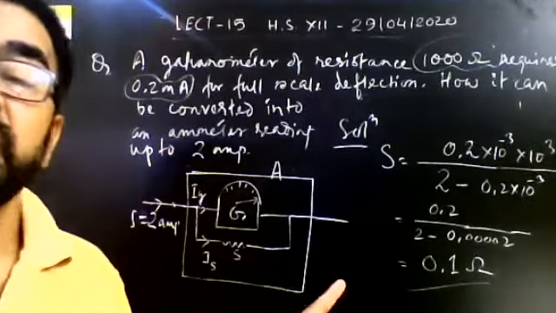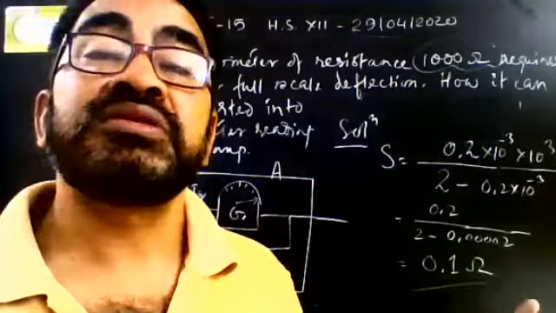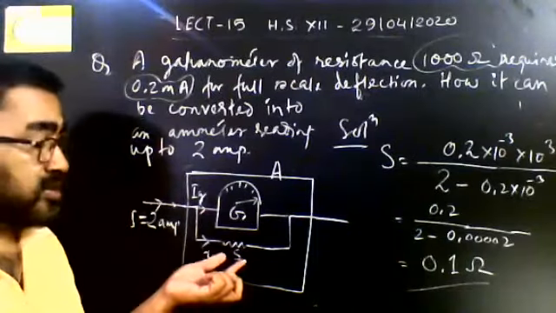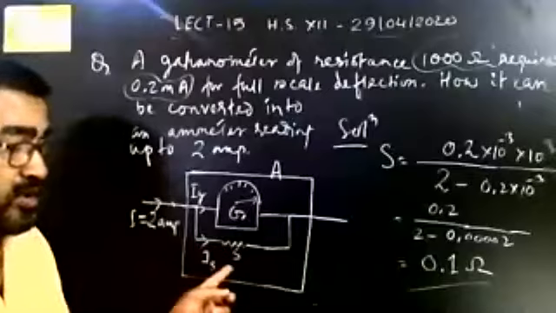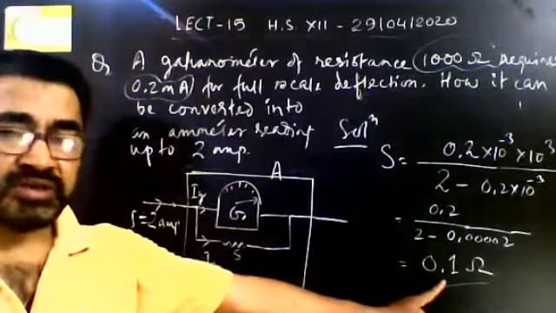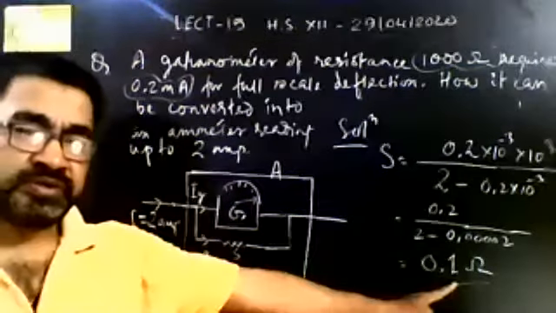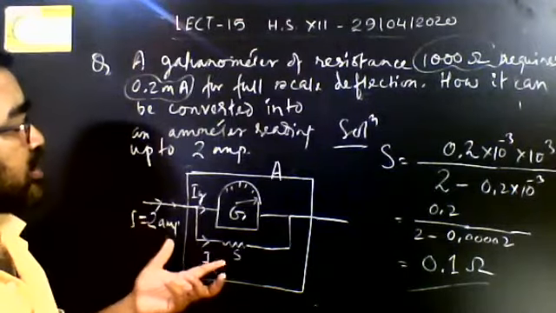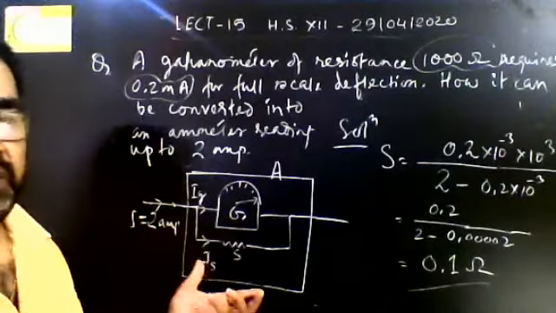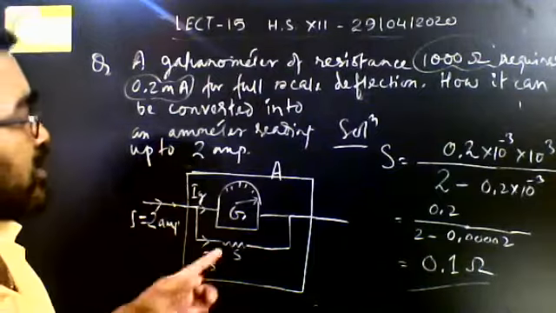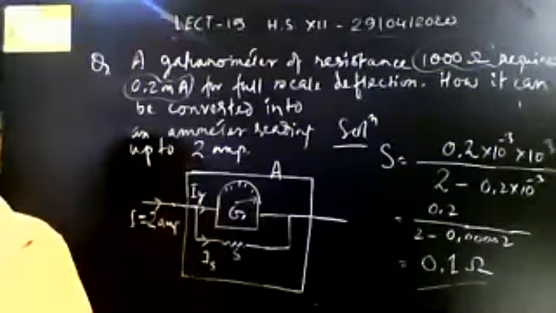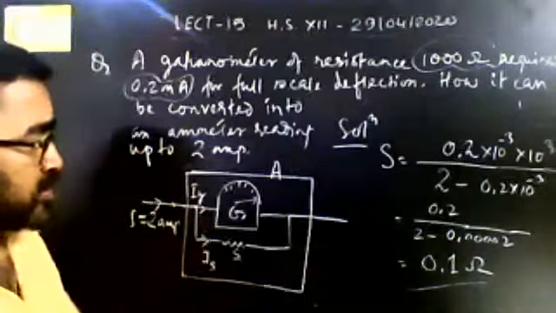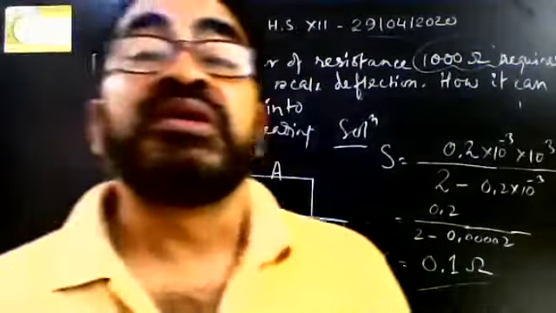The shunt will determine how much current will be allowed through it. So we have found the shunt value to be 0.1 ohm. This is how we can convert a galvanometer into an ammeter. Next topic, we will discuss how a galvanometer can be converted into a voltmeter. So the ammeter is done, and we will discuss the voltmeter next time.